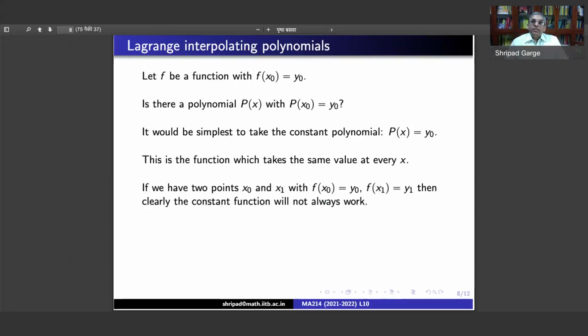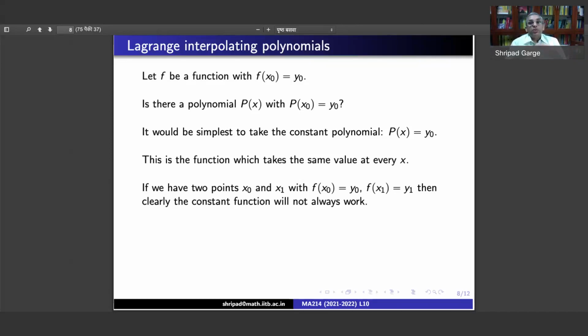So after done with this case of 1 point and its value, we now take 2 points, x0, x1, value at x0 is y0, and the value at x1 is y1. That is the given data, and we know that a constant function will perhaps not work always. You will not always have y0 equal to y1. If you have y0 equal to y1, okay, a constant function will work, but most often you will not have y0 equal to y1, and therefore a constant function will not work.